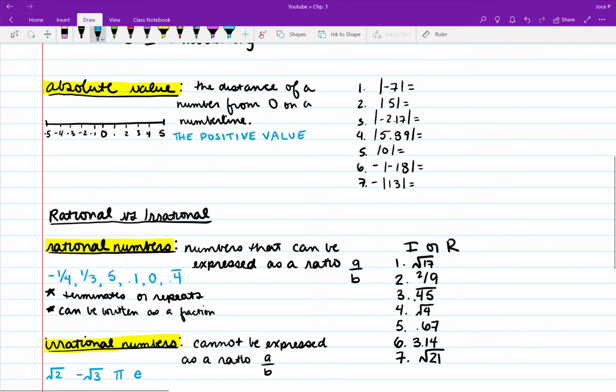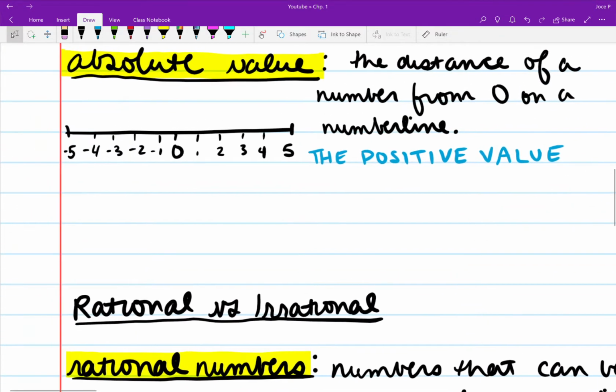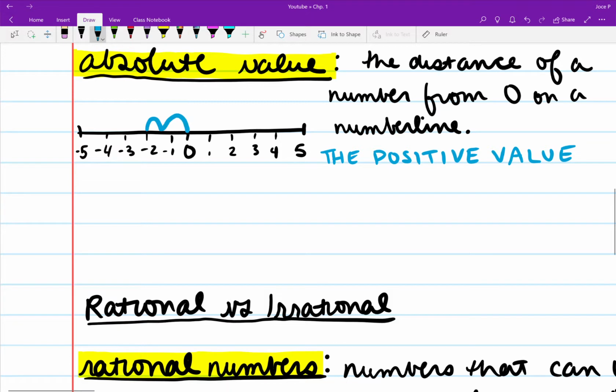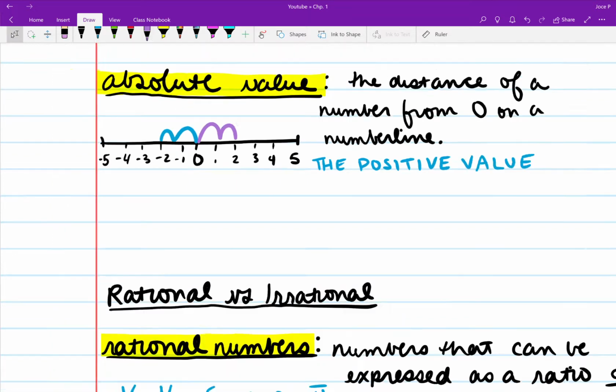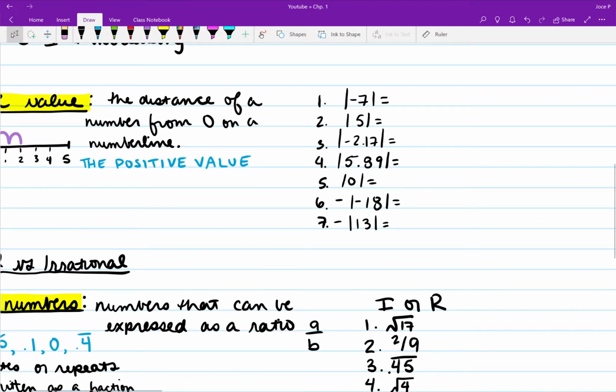Next thing we're going to talk about is absolute value. Absolute value means the distance of a number from 0 on a number line. In other words, it just means the positive value of the number. So for example, if we take the absolute value of -2, how far away is that from 0? Well, that's 1, 2 spaces away. But if we take it of +2, it's also 1, 2 spaces away. So it basically just means the positive value of the number. So the absolute value of -7 is 7.